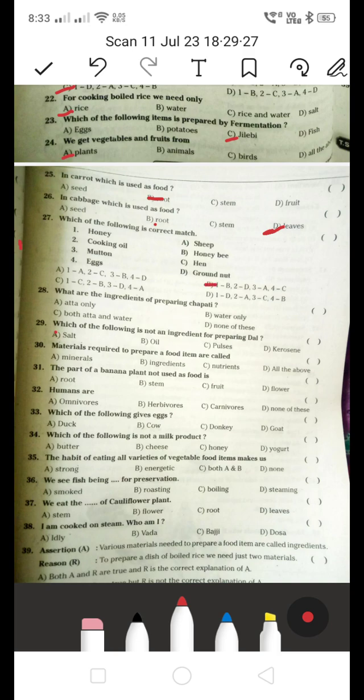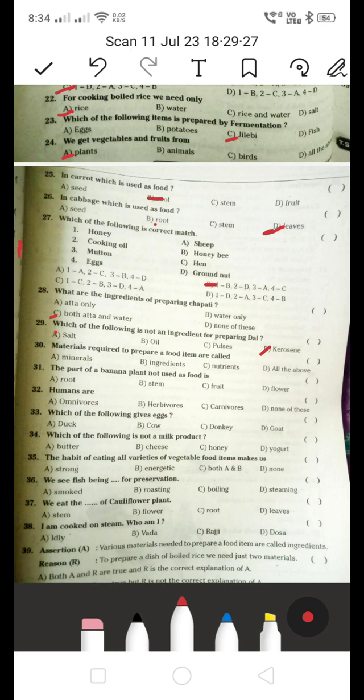B is the correct option. Next, what are the ingredients for preparing chapati: atta only, water only, both, or none of these? We use both water and atta to prepare a chapati, right? Which of the following is not an ingredient for preparing dal? Which is not, they are asking. Salt, oil, pulses, kerosene. So for preparing the dal we cannot use kerosene.